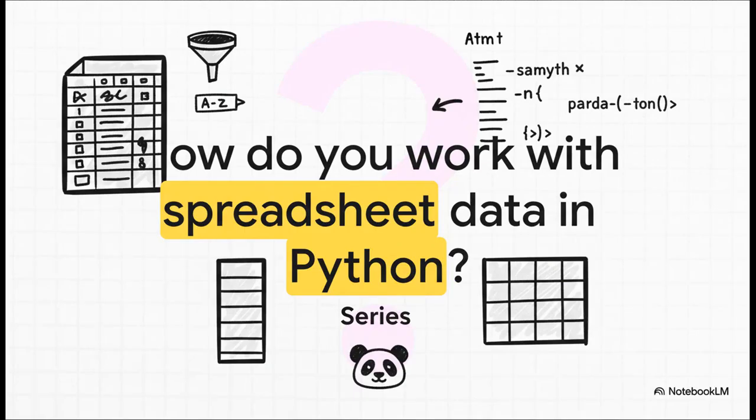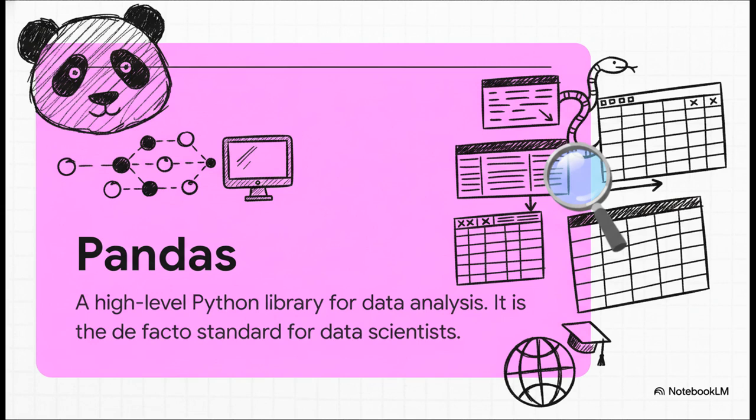Okay, so let's set the scene. You've got data, and it looks a lot like a spreadsheet. You know, rows, columns, the whole deal. Now you want to do stuff with it. You want to sort it, filter it, find some real insights, but you want to do it all in Python. Where do you even start? It's a question pretty much everyone runs into. But don't worry, there's a fantastic answer. And that answer is Pandas.